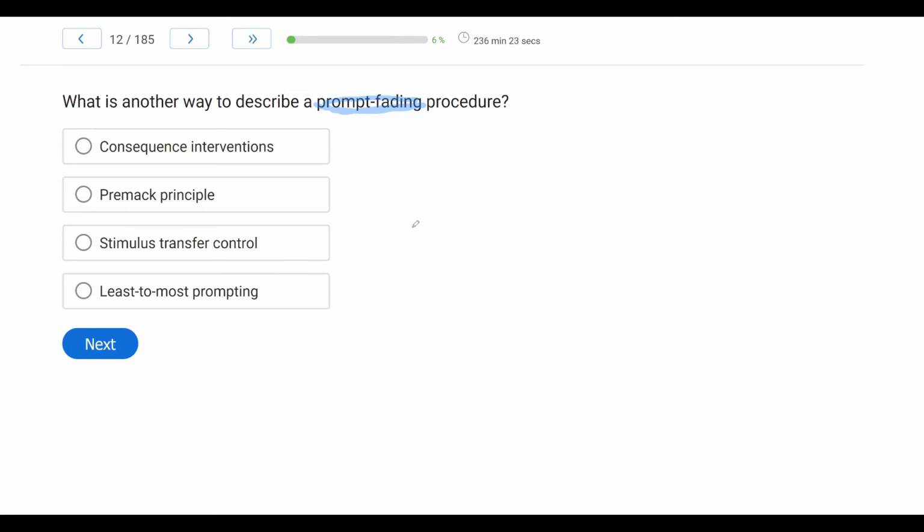And then least to most prompting, well, if you're least to most prompting, what are you doing? You're going from no prompt to more intrusive prompts, the opposite of prompt fading. Most to least prompting could be some sort of prompt fading procedure, depending on how you're doing it. Least to most prompting is not. So, what's another way to describe prompt fading procedures? It's going to be C, stimulus transfer control.